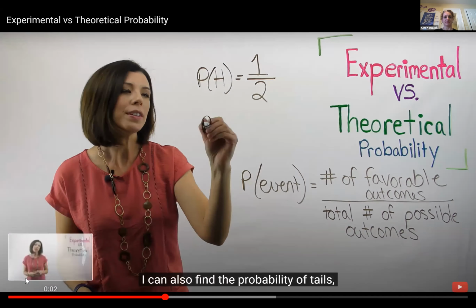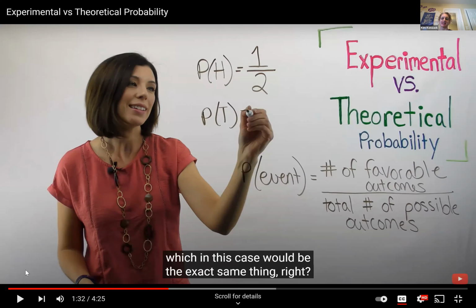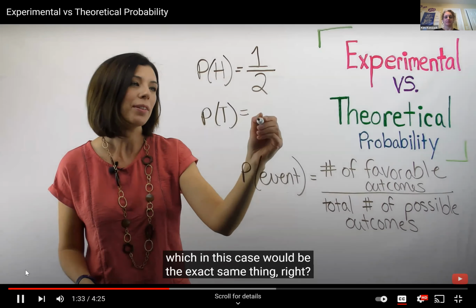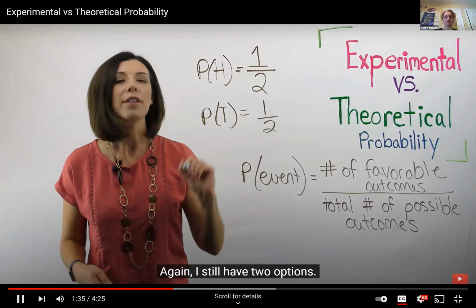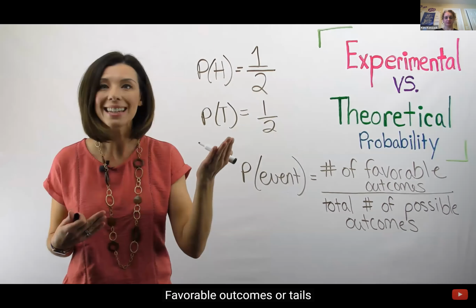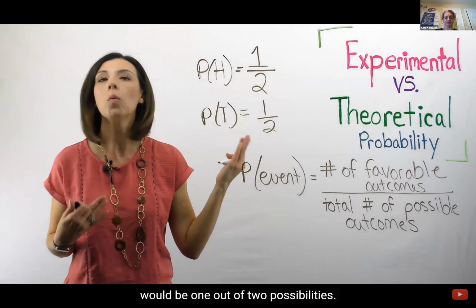which is the same. Okay, so I stopped it here just in case you want to rewrite that again. We have that in our notes that the probability of an event is the number of favorable outcomes over the total number of possible outcomes. And that is our theoretical probability. Okay. Same. Right? Again, I still have 2 options. Favorable outcomes for tails would be 1 out of 2 possibilities.